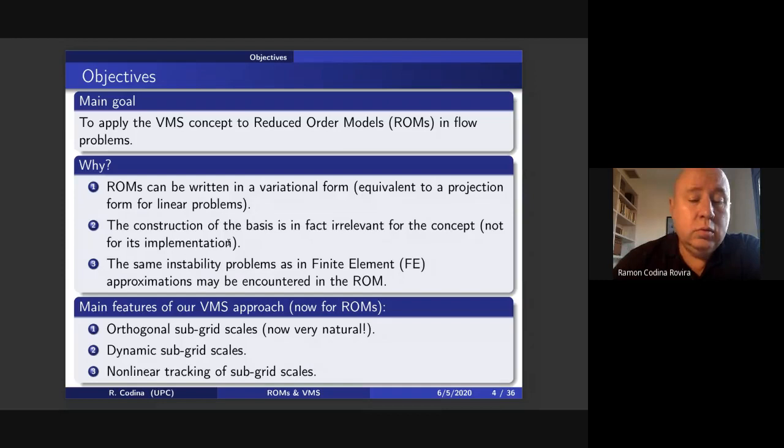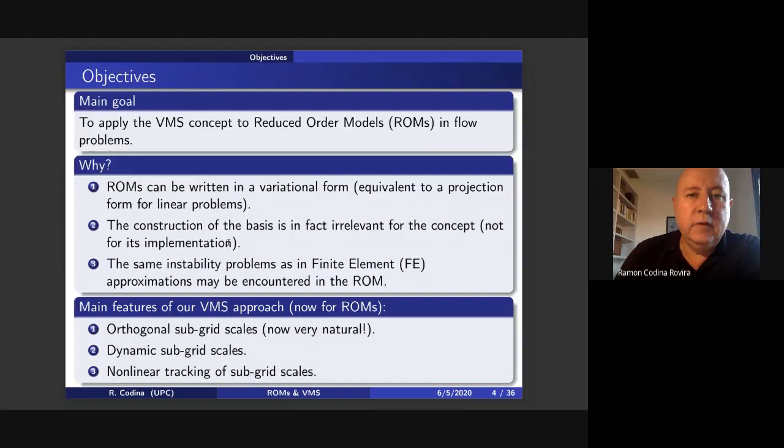The idea is simple. We are not the first to do that. I mean, the idea is to link variational multiscale and ROM. So it's quite natural. So what makes our approach original is that we use several features of variational multiscale that are particular of our group. We use what we call orthogonal subscales, which now are particularly natural. I will try to explain why, but orthogonal subscales fit perfectly in the context of ROM. We use dynamic subscales. I will also try to explain what that means. That has proven to be crucial in many numerical examples. And we use a nonlinear tracking of the subscales, but that's not as important as the other two items. So these are the objectives of the talk.